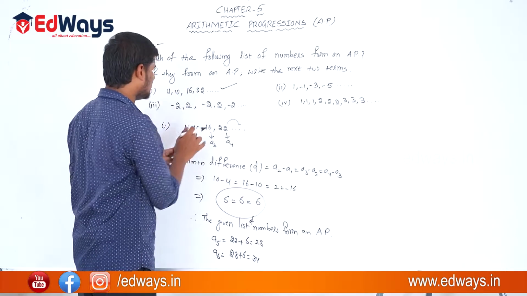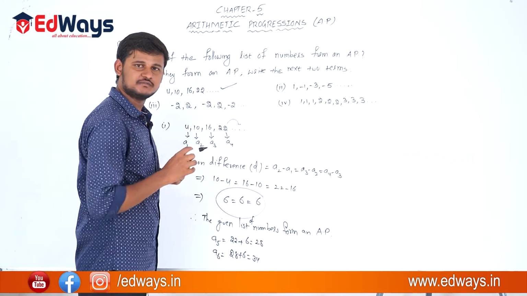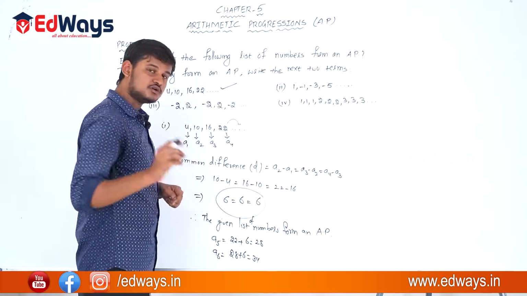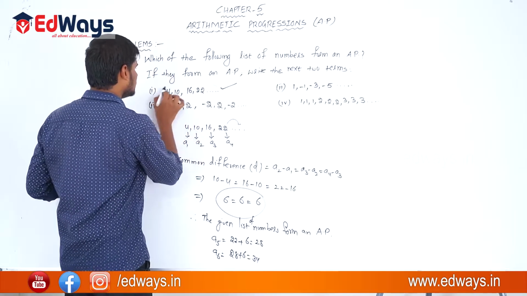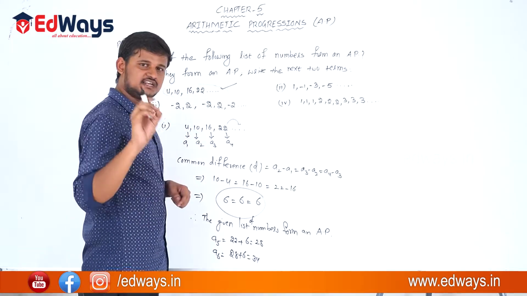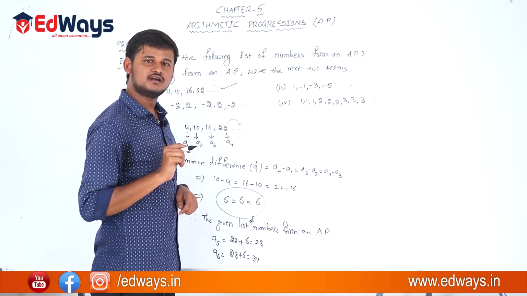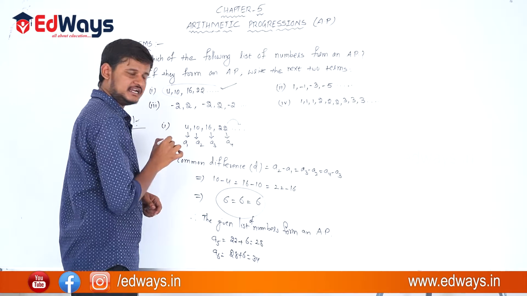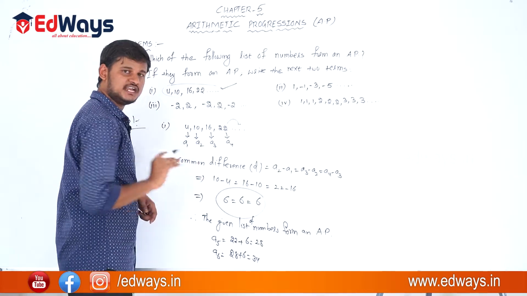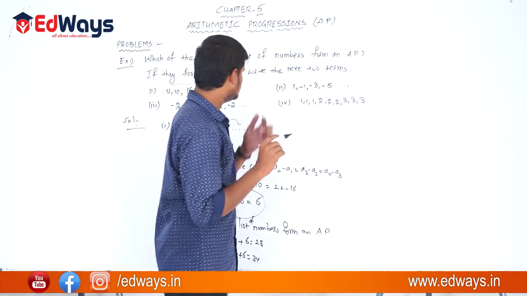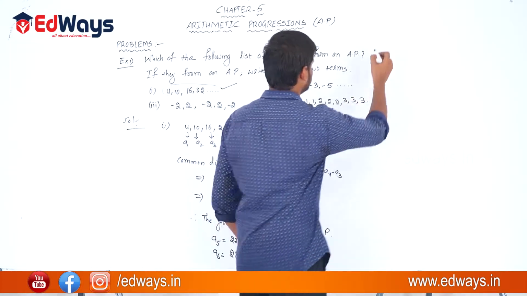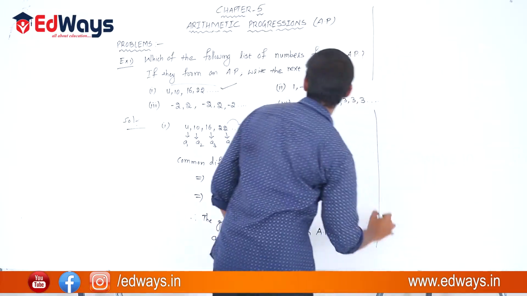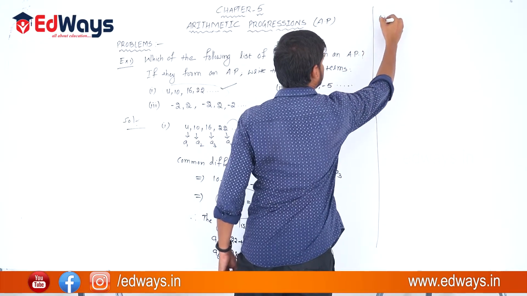How do we identify whether the given list of numbers is in AP or not? One more thing you can check is whether the given list of numbers is a finite AP or an infinite AP. They are not ending, right? So that means it's an infinite AP. Okay, so that you can also observe from here. Next, take the second one here.